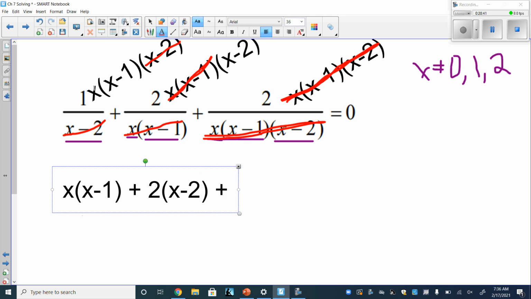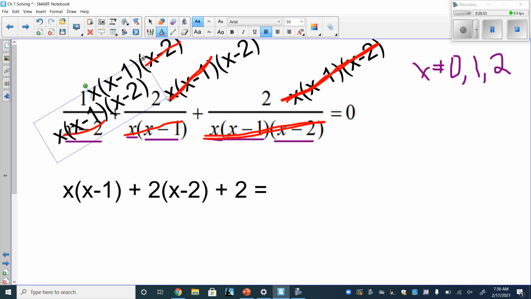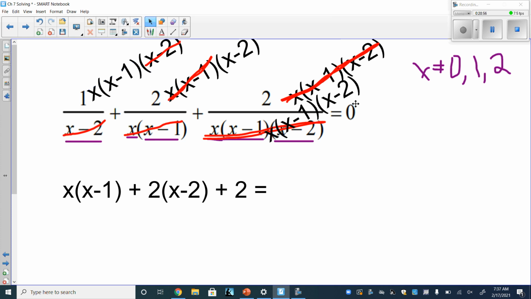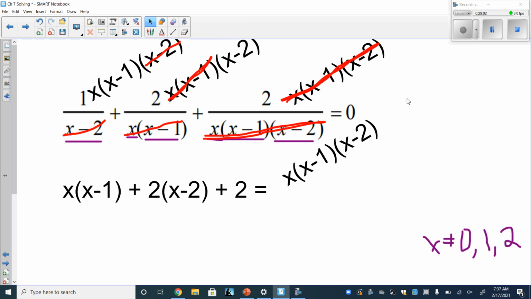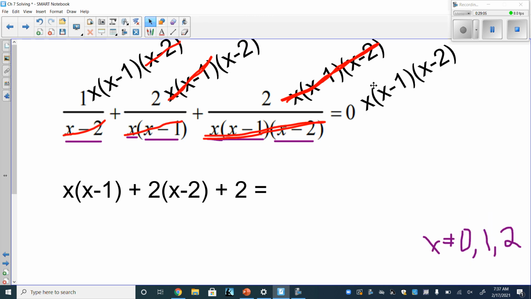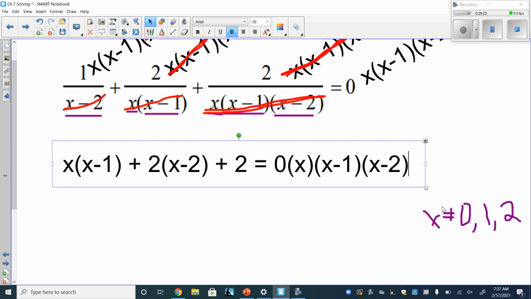plus 2 equals, well, okay. I did forget to multiply it one more time because, again, we need to multiply it by every single term. I have to move our restrictions out of the way, because I still need to multiply this by what this is equal to. And what that would give us is 0 times x minus 1 times x minus 2. And that's going to simplify out.